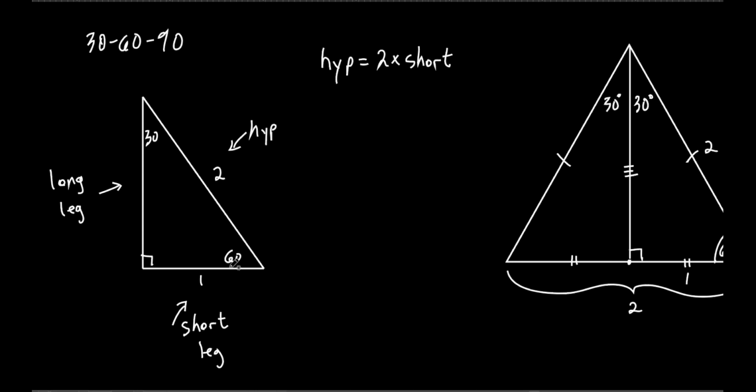Does it make sense? Okay, what if this short leg was 3? What's the hypotenuse? 6. You get the idea. What if the hypotenuse was 14? What's the short leg? It's 7. Everybody with me on that? All right, that's pretty easy to see.